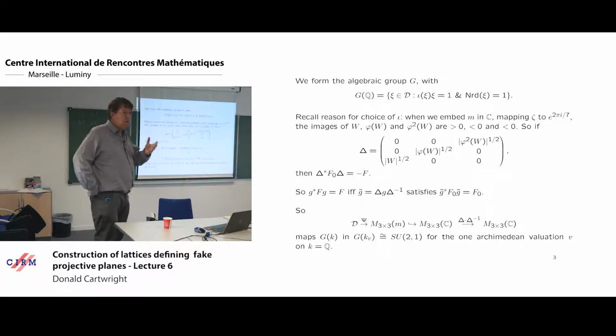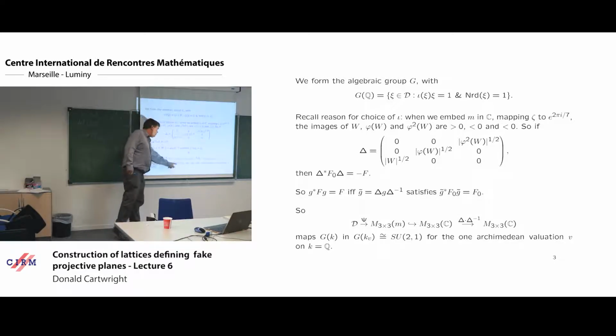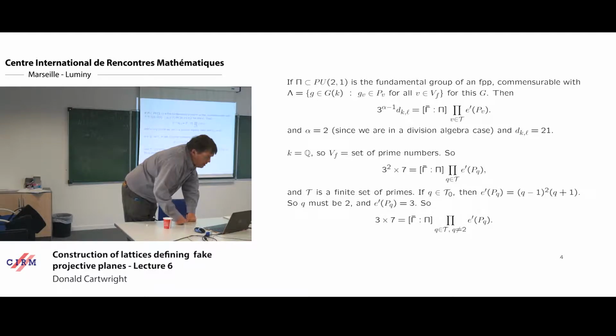And that's one of the key properties you need of your division algebra. Here we've got K, the field K is Q, and there's only one Archimedean valuation. And when there is only one like this, you require that the G_v is isomorphic to SU(2,1). When there are two, you want the other one, this to be isomorphic to SU(3) for the other Archimedean place. All right.